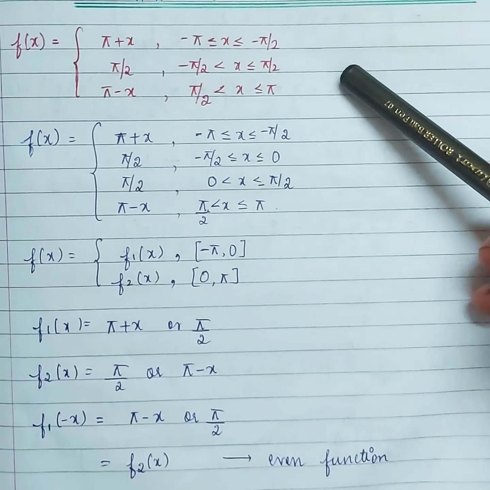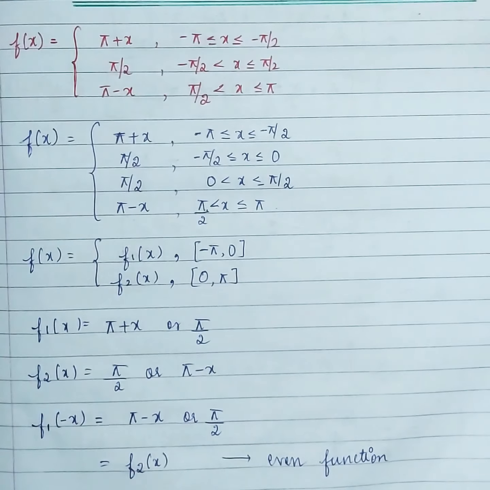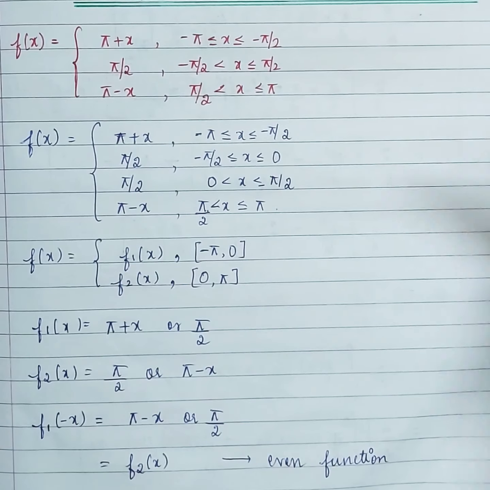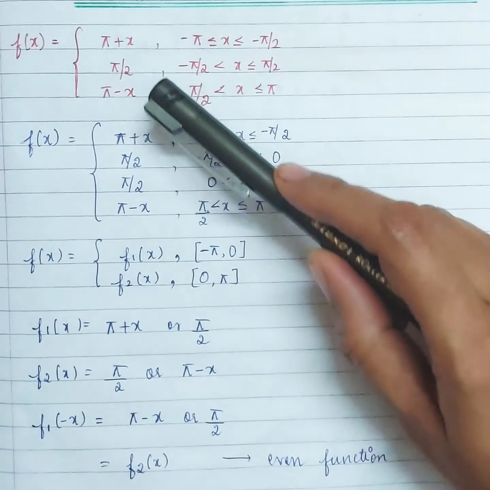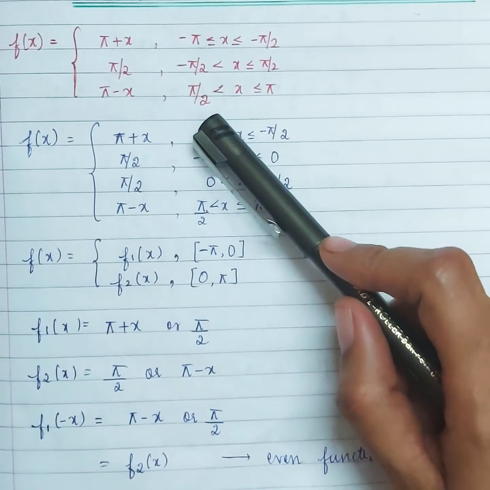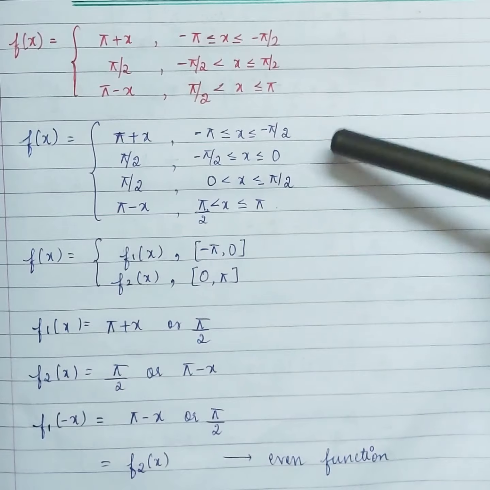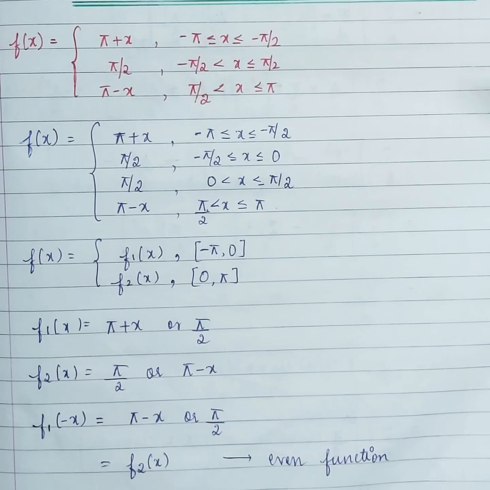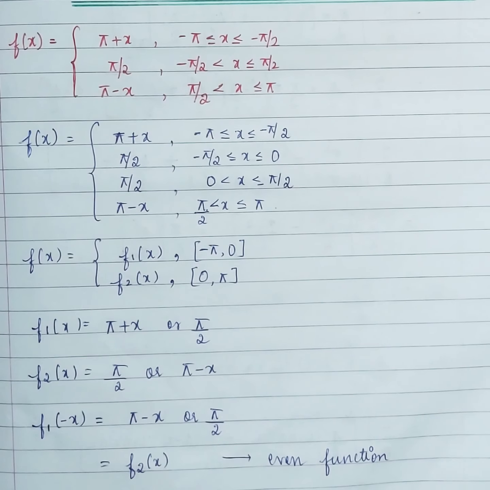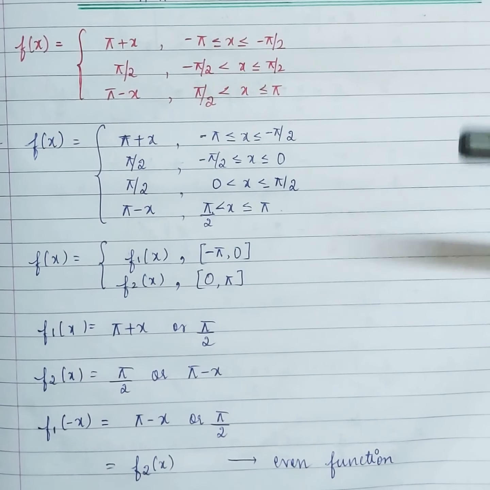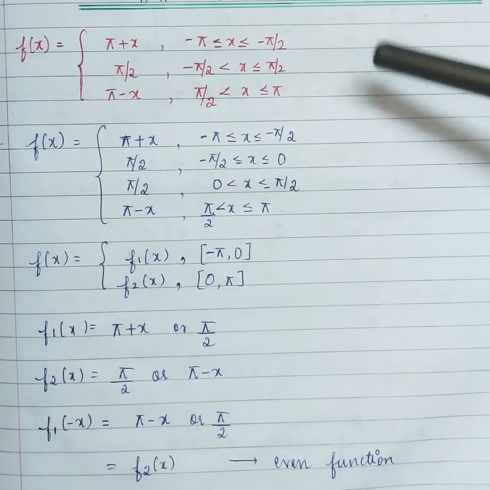Here also it's discontinuous, but see the way it gets split. Minus pi to minus pi by 2, the function is pi plus x. Minus pi by 2 to pi by 2, the function is pi by 2. And pi by 2 to pi, the function is pi minus x. And how to check even or odd in these types of problems. The solution and everything is going to be the same formula, just the checking procedure is slightly different.